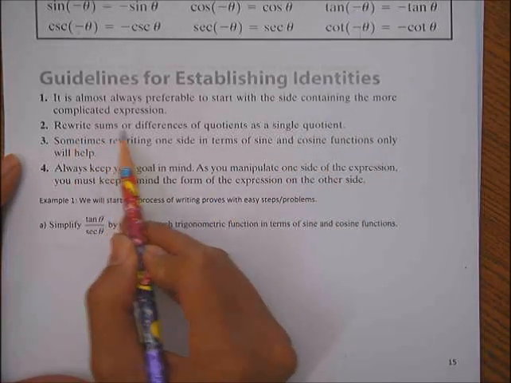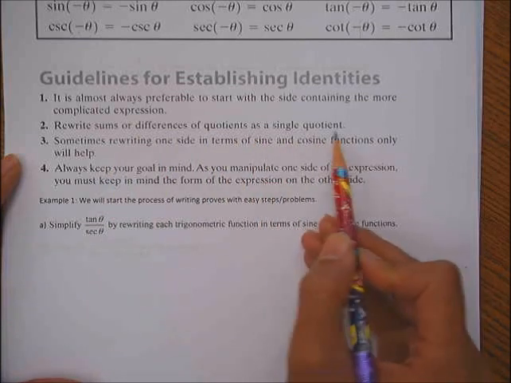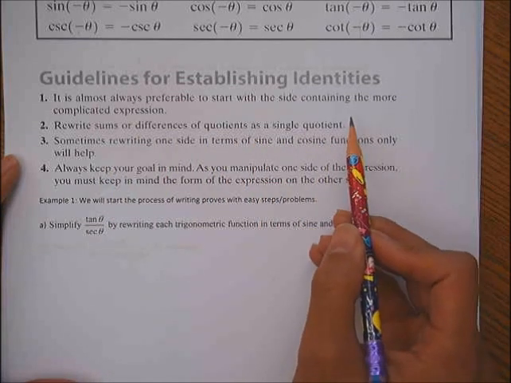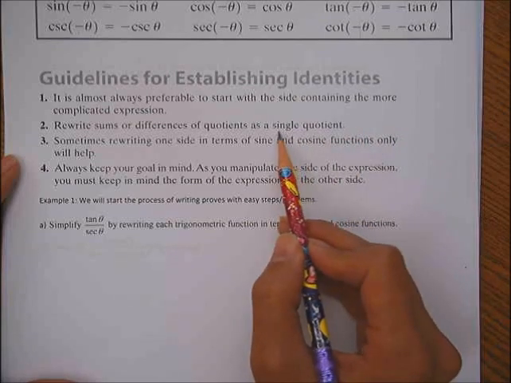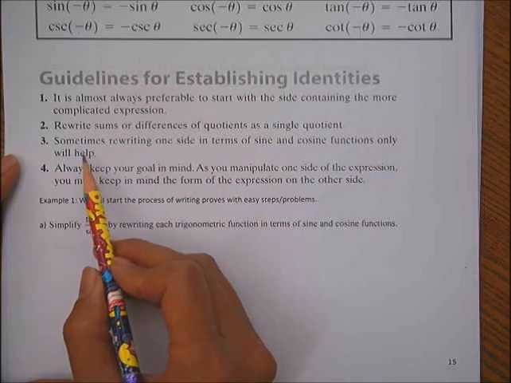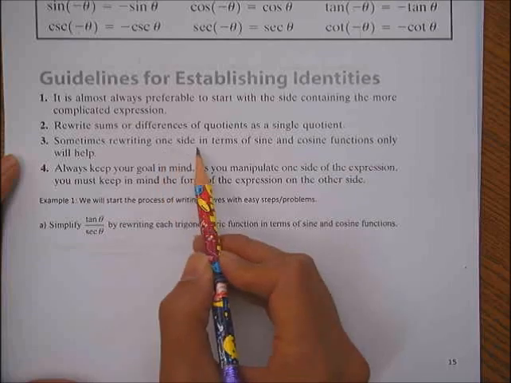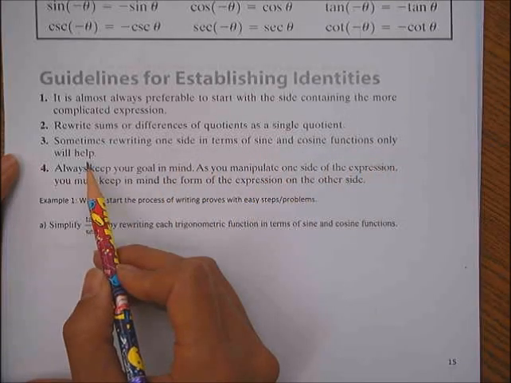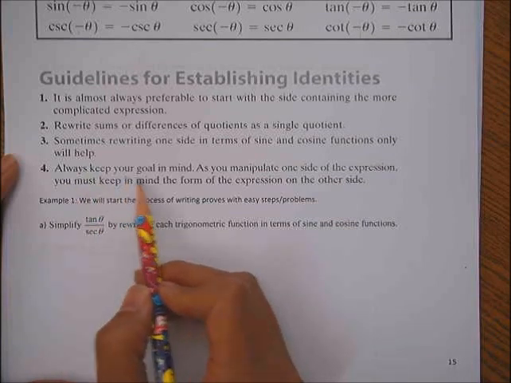Rewrite sums or differences of quotients as a single quotient. So if you have a reciprocal or something that's divided by something, write it as one answer. Sometimes rewriting one side in terms of sine and cosine functions only will help. Always keep your goals in mind.